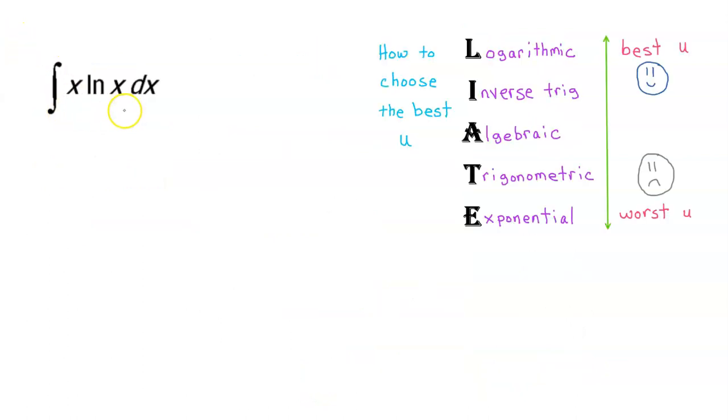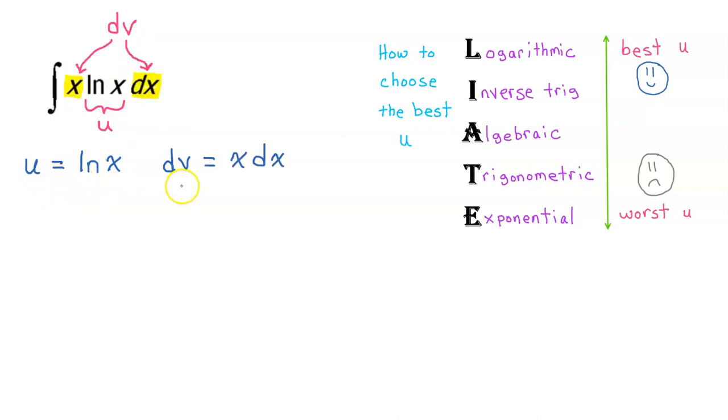Let's try this example. The first factor is algebraic, because x is a very simple polynomial. The second factor is clearly logarithmic. So according to LIATE, the logarithmic factor is the best choice for u. So u is natural log x. That means dv is everything else. So dv is equal to x dx.